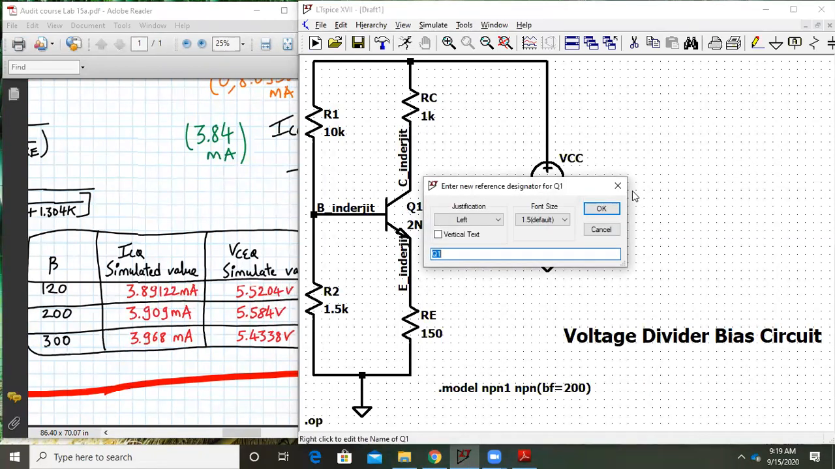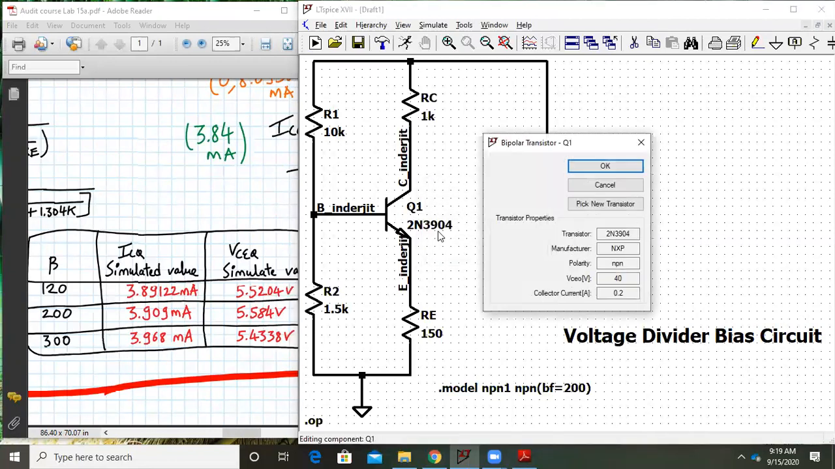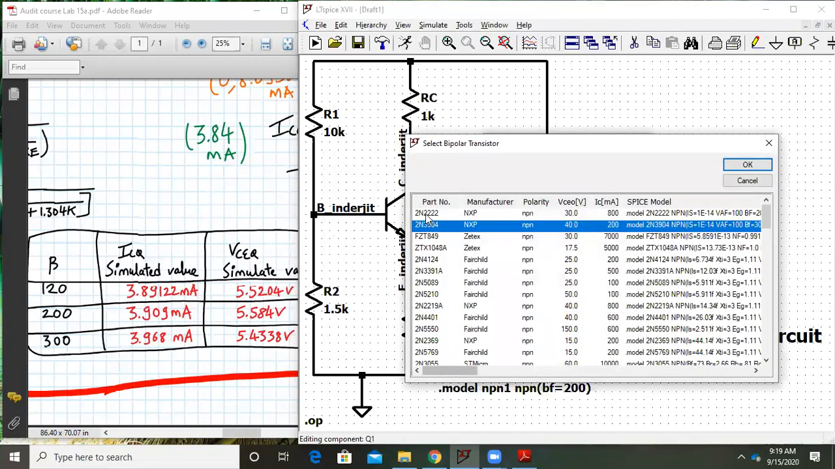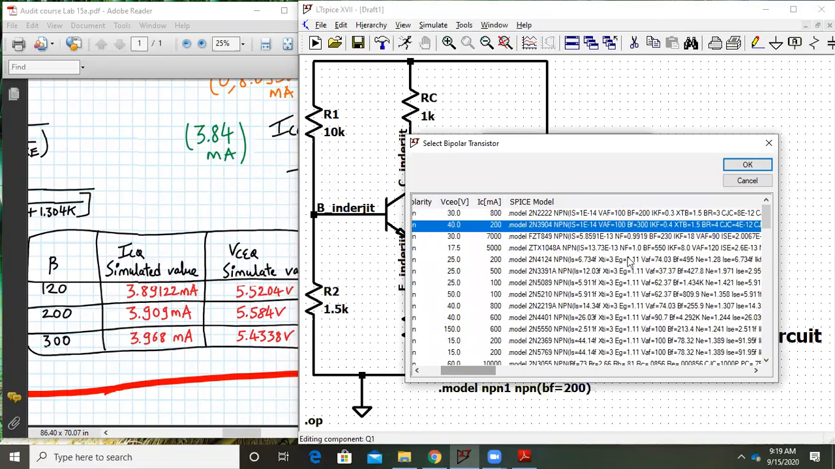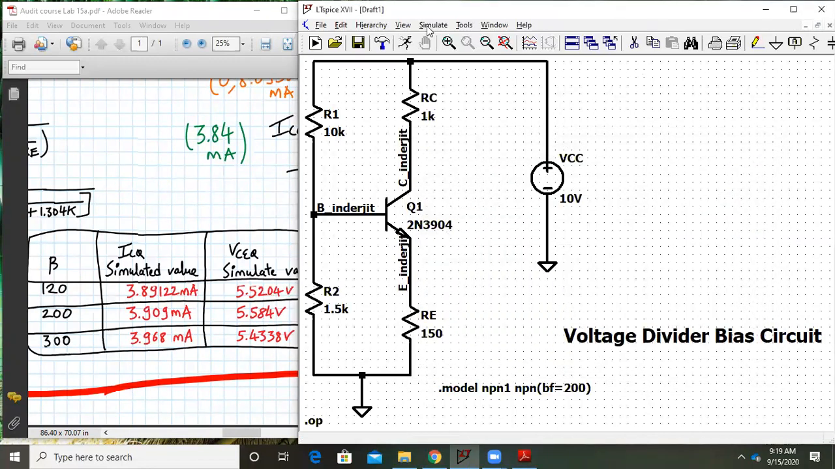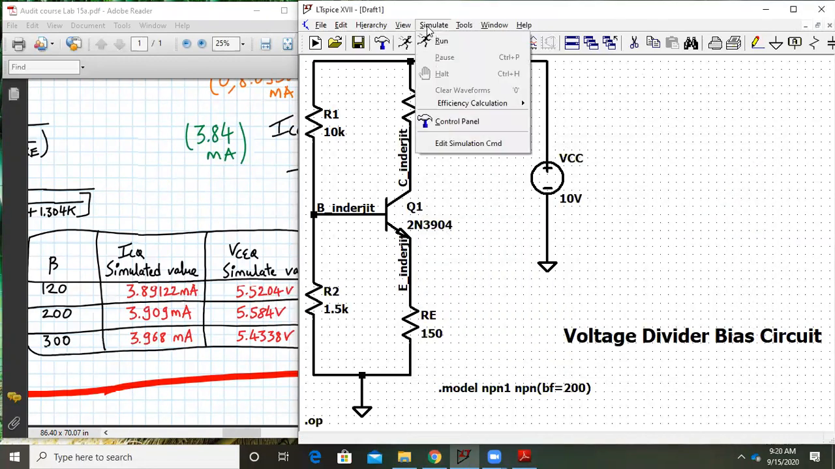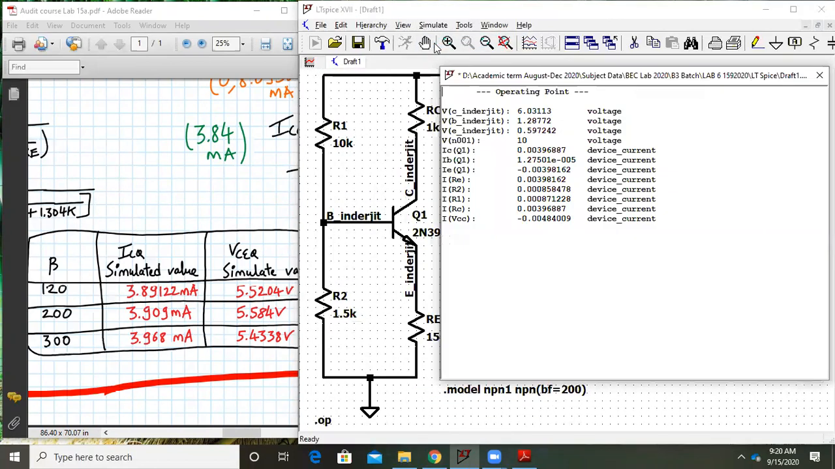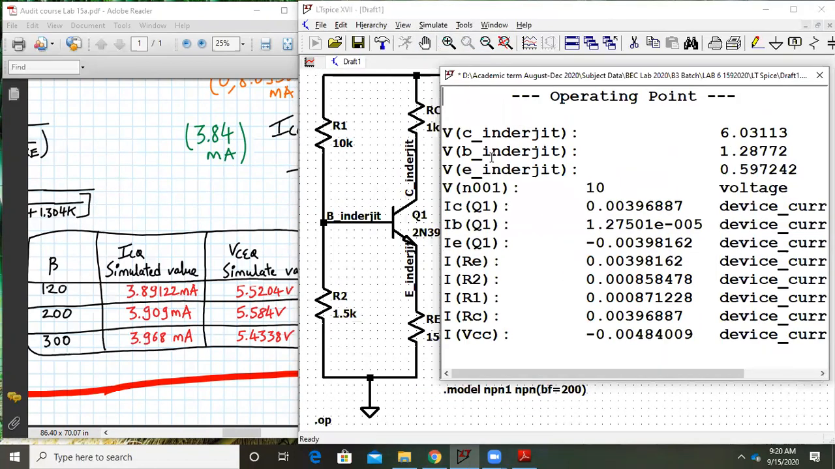Again, I repeat. Right click over here, pick a new transistor. You see this transistor 2N3904, and if you scroll to the right-hand side, you'll get beta as 300. You click on OK. So when I simulate the circuit for the same parameters, I should get the values of ICQ and VCQ. Okay, so here it is.